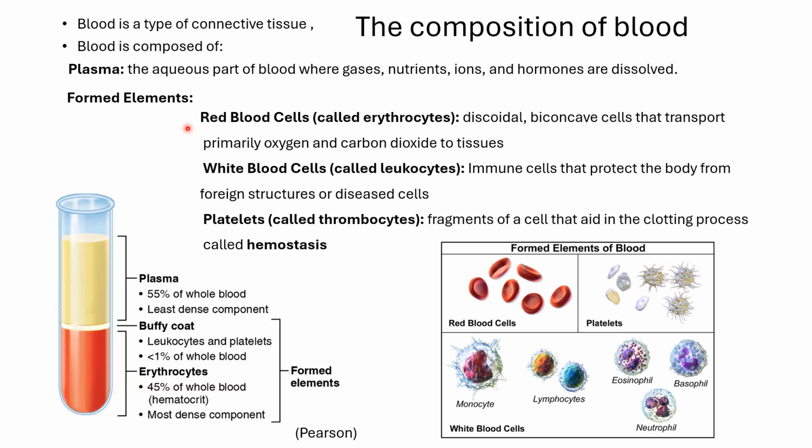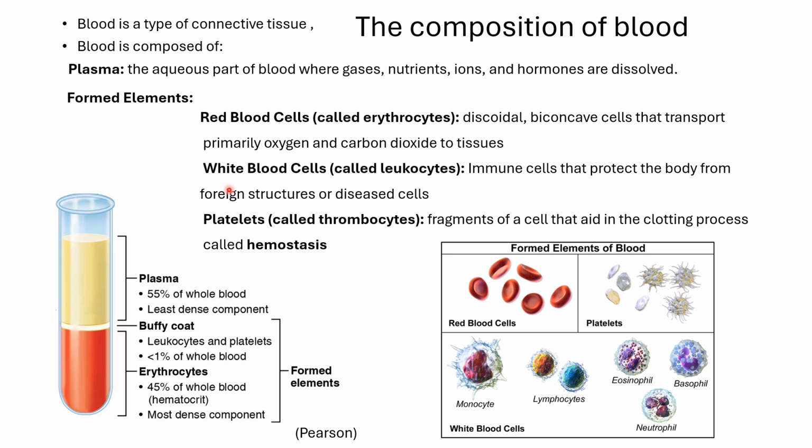And then the third formed element are the platelets. Platelets are also called thrombocytes. Cytes again means cells, and why are they called thrombocytes? Because they are responsible for thrombosis. Thrombosis means they make the clots. They are very important for clot formation. And platelets are not real cells. They are fragments of a cell that aid in the clotting process called hemostasis. Hemostasis means that the blood is stopped.